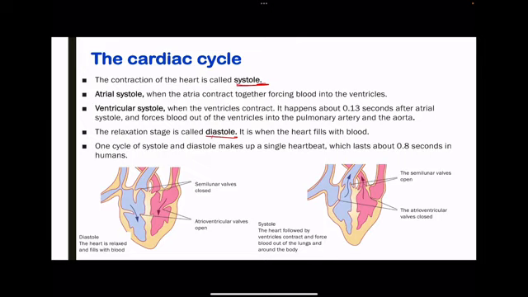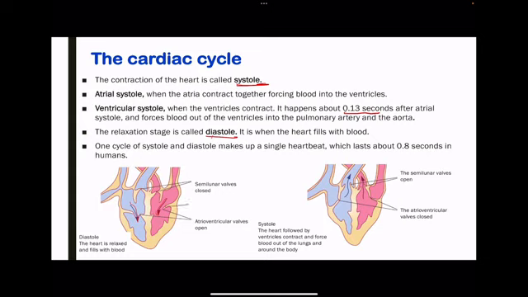This happens about 0.13 seconds after atriosystole, meaning there is a momentary delay. So when ventricular systole occurs, the blood is going to be pumped out of the ventricles into either the pulmonary artery or the aorta. To demonstrate that, here we can see blood is going to leave that ventricle and here the other ventricle. We can see these are the atrioventricular valves. We have the bicuspid valve and then the tricuspid valve.